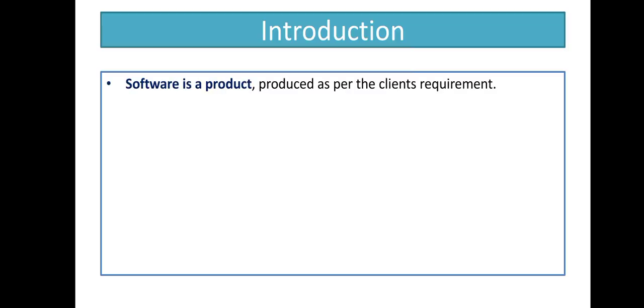So what is software? We know what is meant by software. It is a collection of programs for a particular application. On the software development side, we can consider software as a product. In the development process, the software is considered a product and it is produced by the developer as per the client's requirements, that is, the customer requirements.